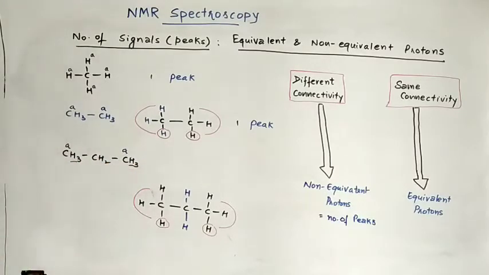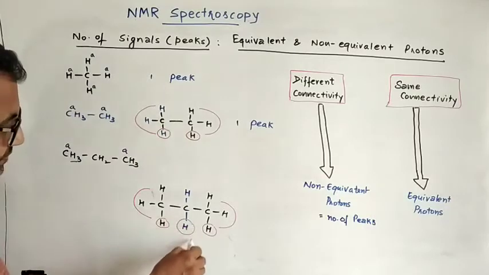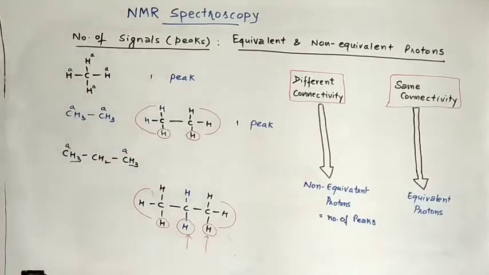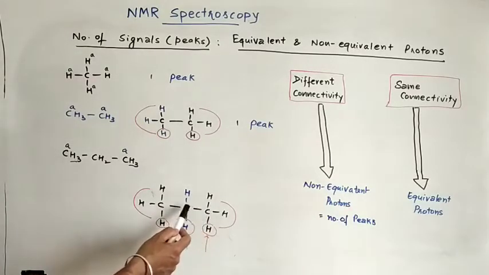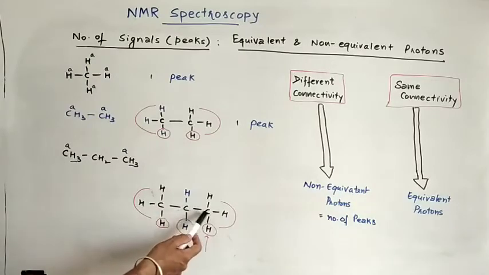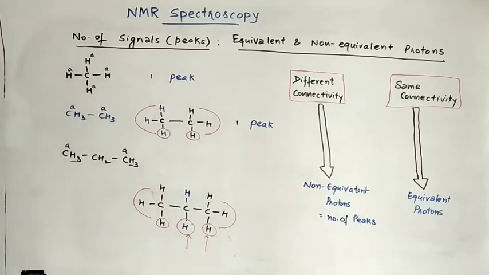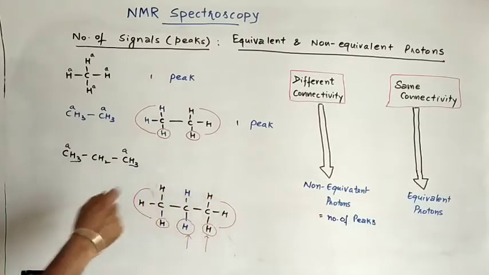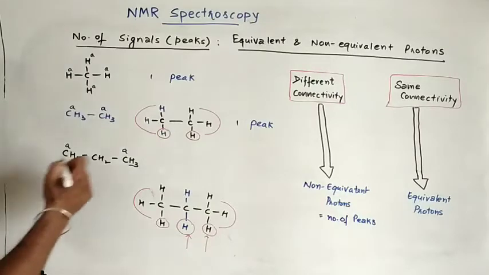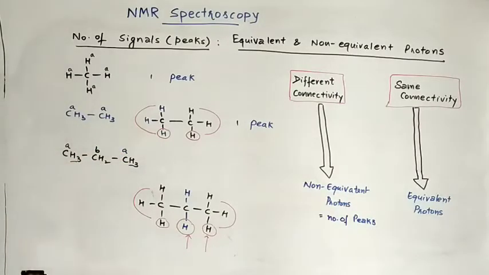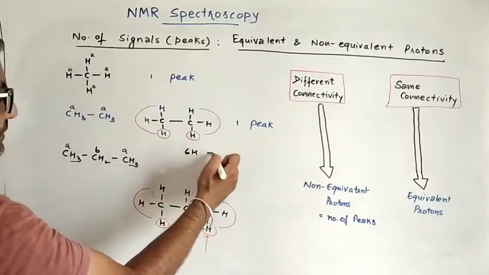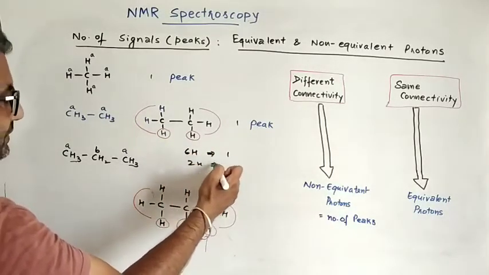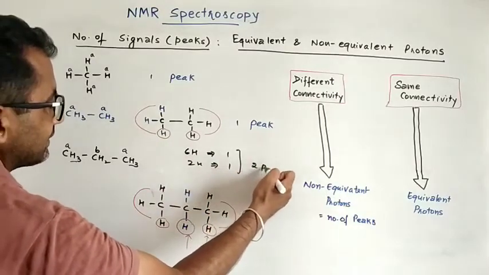But what about the other two? This proton and this proton. Now compare these two protons. This proton is connected to a C and a further C, but this proton is connected to C on both sides. Different. So both are different. It means these two protons on the central carbon are non-equivalent. They are different from these six protons, so we will mark them B. So 6 protons give one peak and 2 protons give one peak, and the total number of peaks is 2.